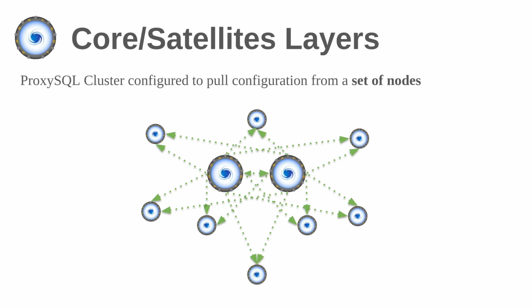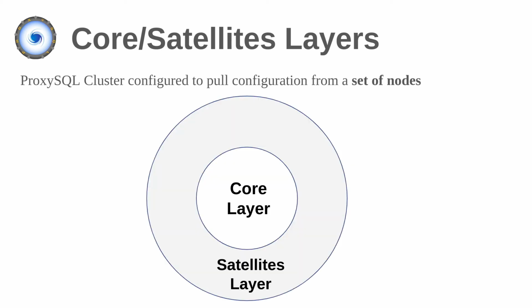Now, I'm very bad at doing graphs, so instead of polluting this slide with way more proxies, we can simplify things like this. So we actually have two types of proxies in a ProxySQL cluster environment. One that is part of the core layer, basically the set of proxies where you are making the changes, and the set of proxies that are satellites. So the satellite layer, in which you do not change the configuration on them, but they are only the ones pulling the configuration.